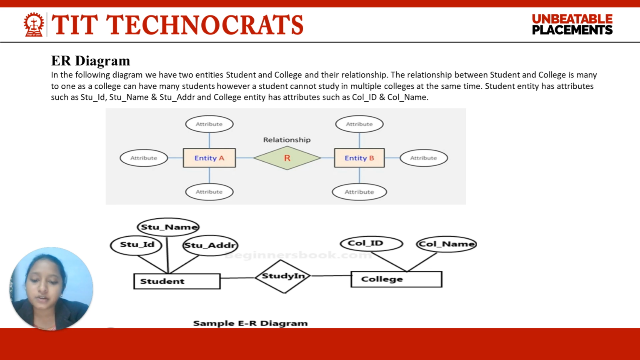The student entity has attributes student ID, student name, student address, and these describe each student. The college entity has attributes like college ID, college name, which describe each college. In simple terms, one college can have several students, but each student is enrolled in one college. That's why we call this a many to one relationship.